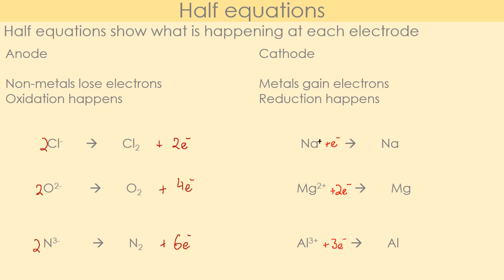What we can do is work out whether our ion is gaining or losing electrons. If we lose electrons, we've been oxidized. If we gain electrons, we've been reduced. These half equations are tricky. Do have a look at them. We'll put another video up for you to look at.